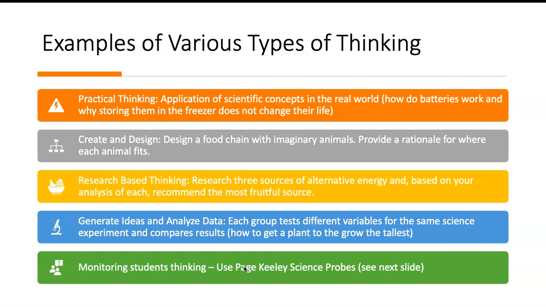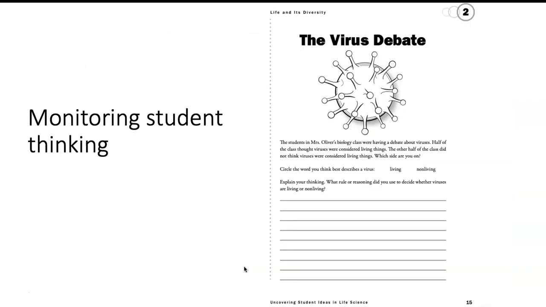And monitoring students' thinking, this is where I would recommend you use Paige Keeley's science probes, which I'm going to show you on the next page. And you can Google these. They are available in a lot of libraries, and you can also purchase them off of Amazon, and some school districts will buy them for you.